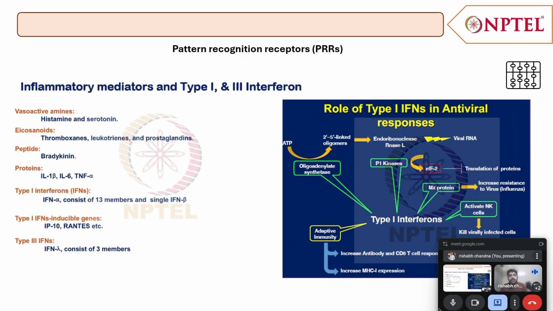So there are some other inflammatory mediators that are present in the human body to regulate the immune response. These are vasoactive amines like histamine and serotonin that we studied in the last class, the eicosanoids, thromboxane, leukotrienes, and prostaglandins, the peptide bradykinin, the proteins interleukin 1 beta, 6 and TNF alpha, type 1 interferons, type 1 interferon inducible genes, and the type 3 interferons. So these are different biochemical components that we studied in the last class.